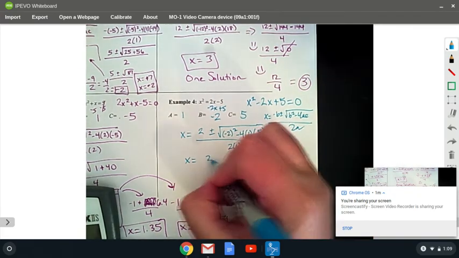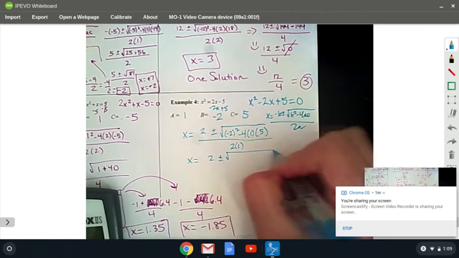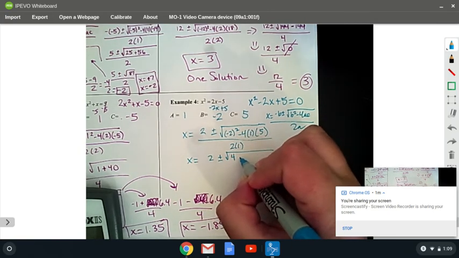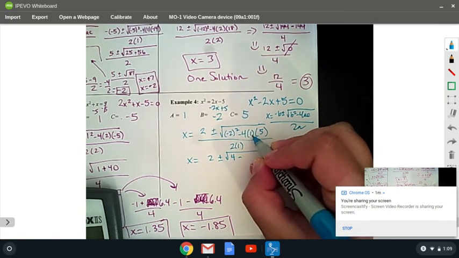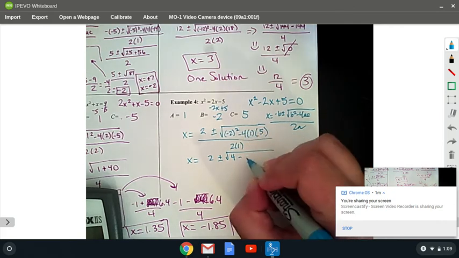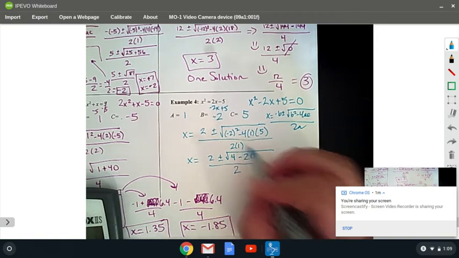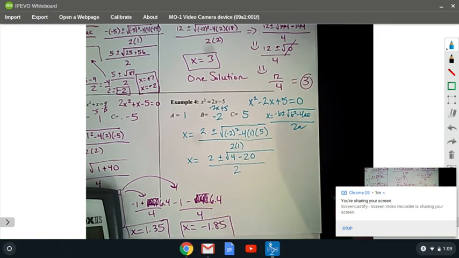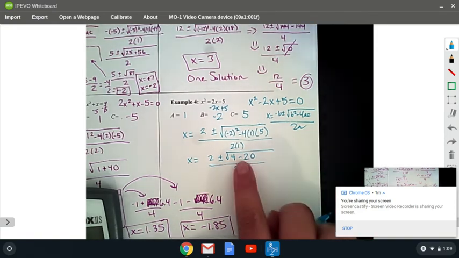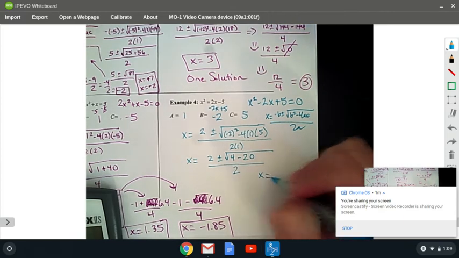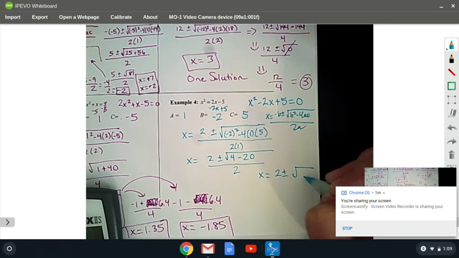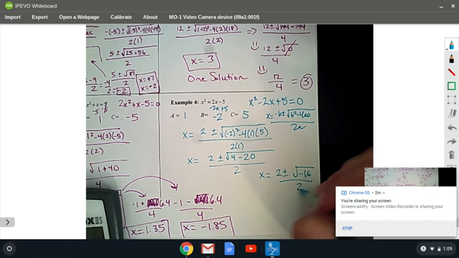Now I'm going to start simplifying. I know that 2 squared is 4. I know that -4 times 1 is -4, and -4 times 5 is -20. And I know that 2 times 1 is 2. Now, the next thing I can simplify is what's under the square root, which is going to give me 2 plus or minus the square root of -16 over 2.